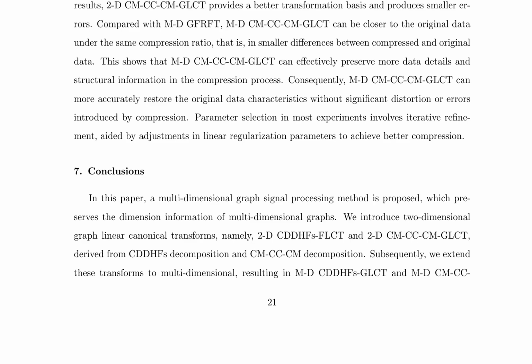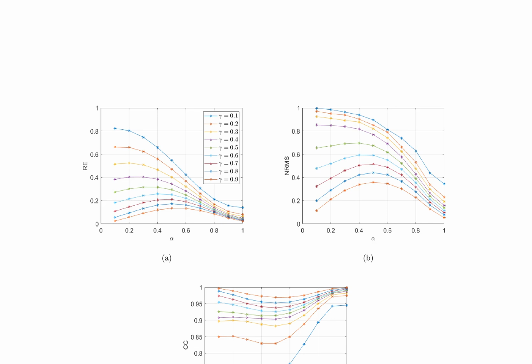Table 5 presents the relative error, RE, of 2D GFRFT and 2D CM-CC-CM-GLCT with different gamma. The parameters selected for 2D CM-CC-CM-GLCT are detailed in the table. Figure 4 illustrates the relative error, normalized root mean square, NRMS, and correlation coefficient, CC, of 2D GFRFT with different rotation angles alpha for different compression parameters gamma. The results indicate that the optimal rotation angle alpha is 1 under different compression ratios.